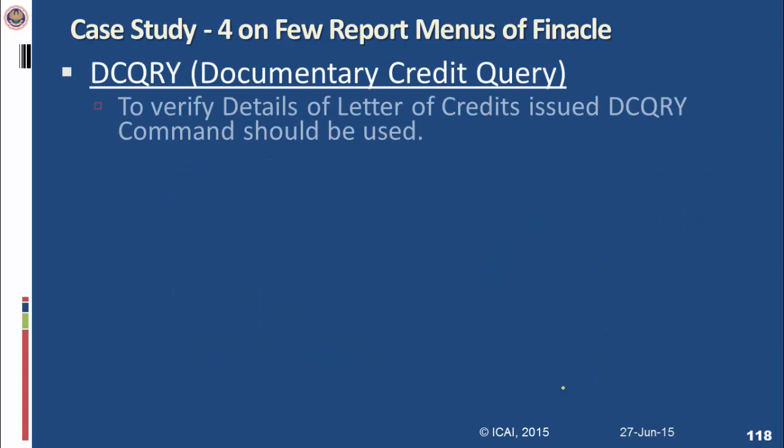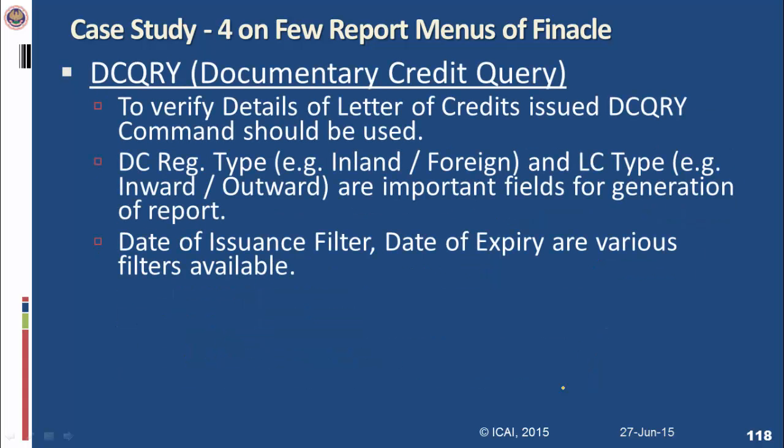The fourth case study, that is on DCQRY, that is documentary credit query. If we want to verify anything on the documentary credit side, now for the documentary credit there will be four types: inland, foreign, inward and outward. So we have the combination of inland outward, inland inward, foreign inward, foreign outward. So there can be only four types of LC transactions, right?